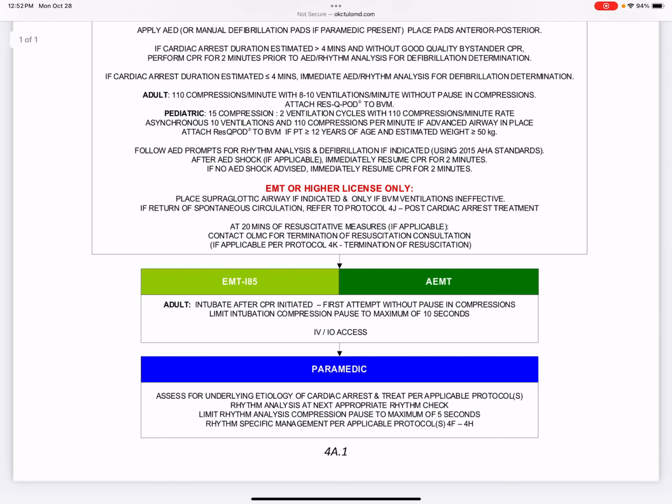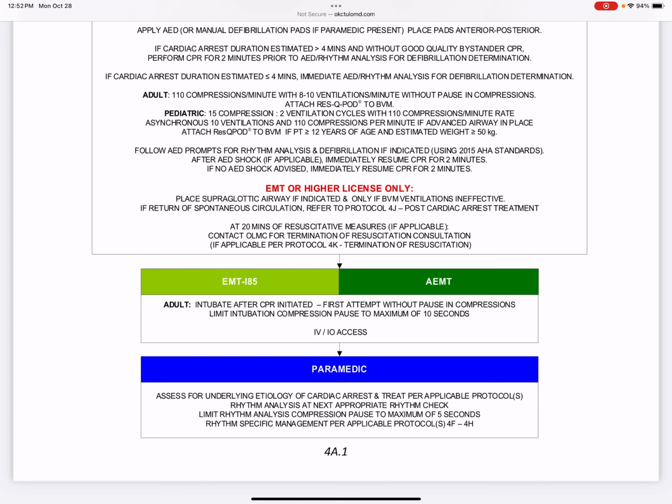EMT or higher license only, place supraglottic airway if indicated, only if BVM ventilation is ineffective. If return of ROSC, refer to Protocol 4J. We'll hit that here in just a little bit. At 20 minutes of resuscitative measures, contact online medical control for termination of resuscitation consultation.